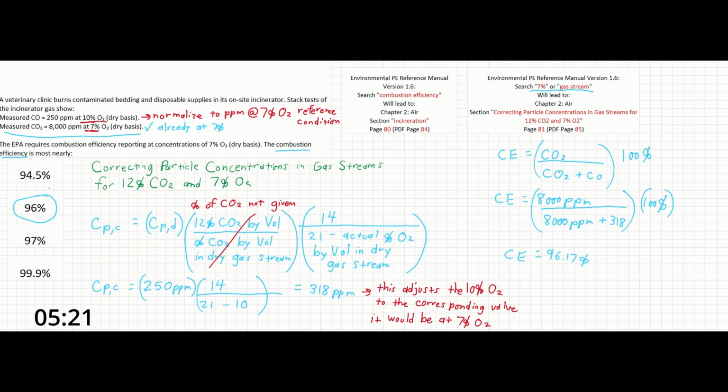So yes, this problem can look confusing at first, but once you realize that the correcting gas streams equation exists, and that it's perfectly fine to drop the CO2 term when the problem gives only oxygen percentages, it turns into a very simple two-step calculation. And that's it.